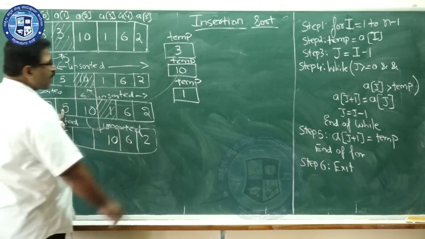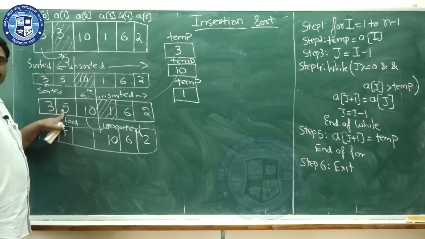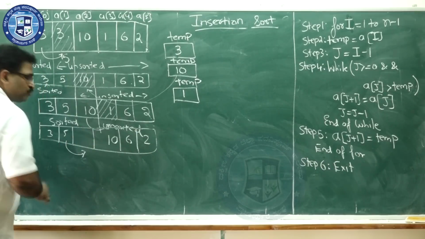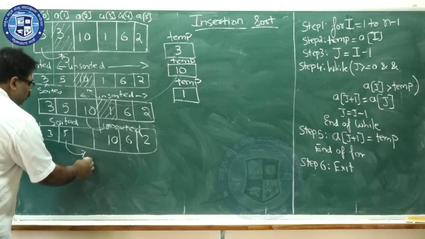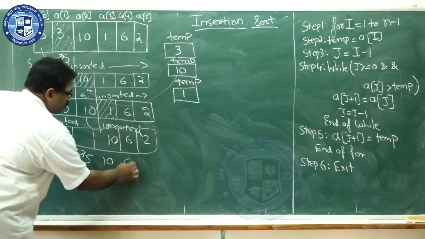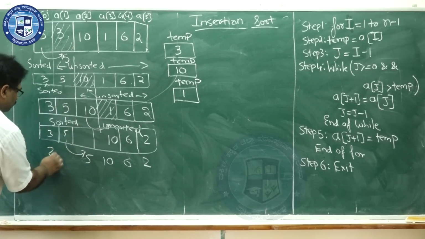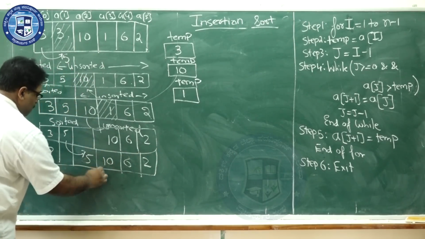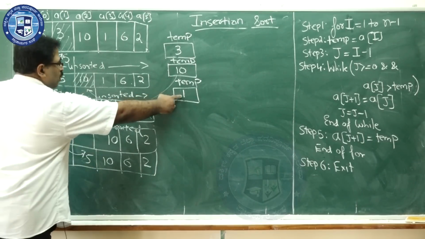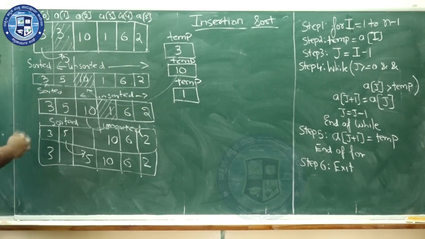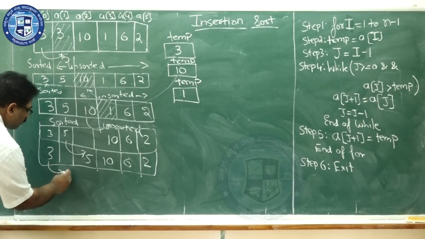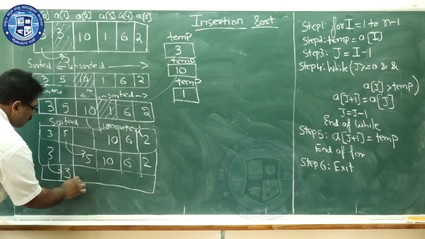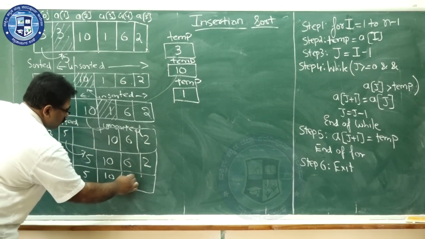Now you compare 1 and 5. What happens? 5 is greater. So 5 has to be shifted to the next position. So this will be 5, 10, 6, 2. So this will be 3. So now the next is 1 and 3. So 3 is greater. So 3 will be shifted to the next. So this will be in this form. It will be 5, 10, 6.